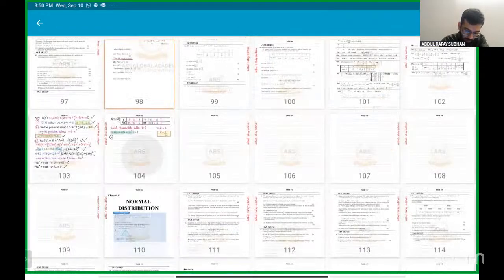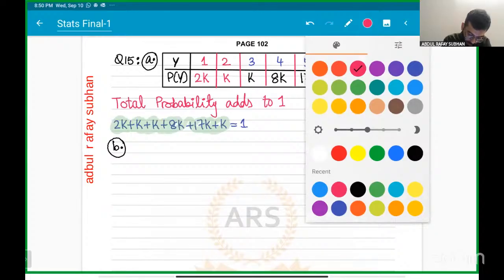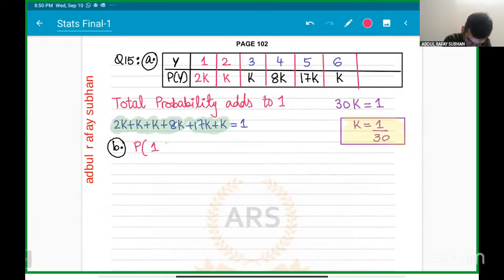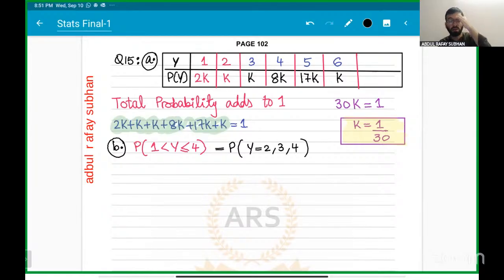So you just go at the question and tell the examiner that we have to get the probability of y being greater than 1 and less than or equal to 4, between 1 till 4, where 4 is included. Which means we have to find the probability of y equal to 2, 3, and 4. Does everyone agree? You just have to add the probabilities of 2, 3, and 4. You add all of them and you get the answer.